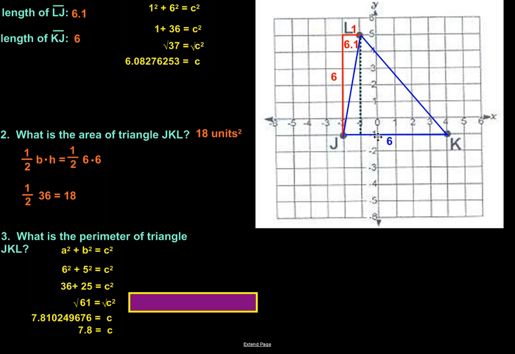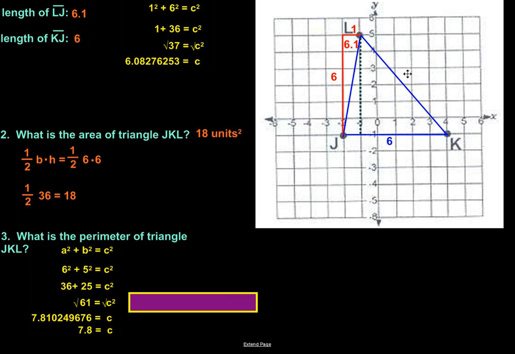5 squared, the base minus the 1 unit because the height comes down to here, equals c squared. 6 squared is 36, 5 squared is 25. Together they give us 61. If we do the square root of each, we get a full calculator display of 7.810249676 equals c. Now, once again, we can go to the tenths and round that. The 1 doesn't make the 8 go to a 9, so we're going to round at 7.8 for c.